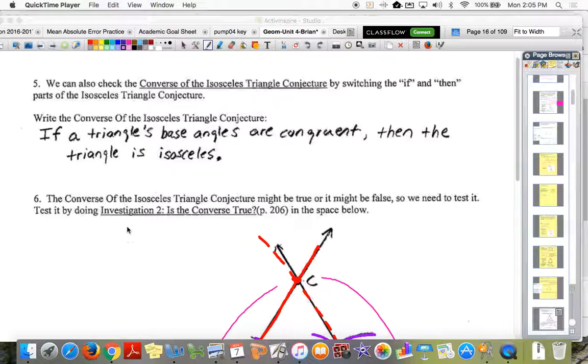So recall, the original conjecture said if the triangle is isosceles, then the base angles are congruent. But we're now going to start with if the base angles are congruent, then the triangle is isosceles. So that would be the converse. We're going to start with the base angles being congruent and then see if the triangle is isosceles. So that's what we're investigating in number 6 here.